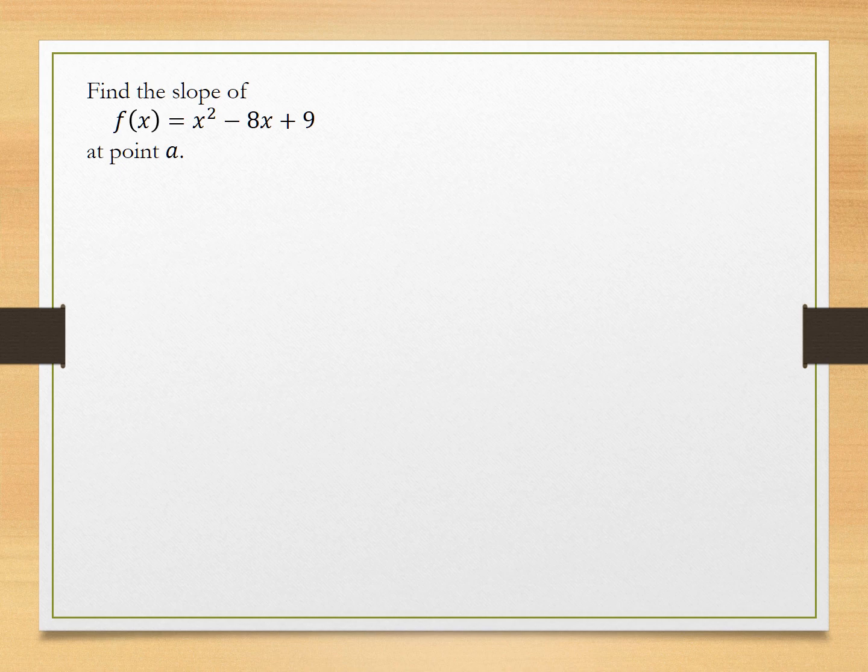So you could use the limit directly to find the slope at a particular point. So let's say you want to find the slope of x squared minus 8x plus 9. This is a quadratic equation.